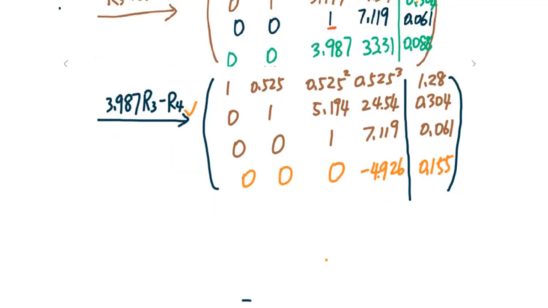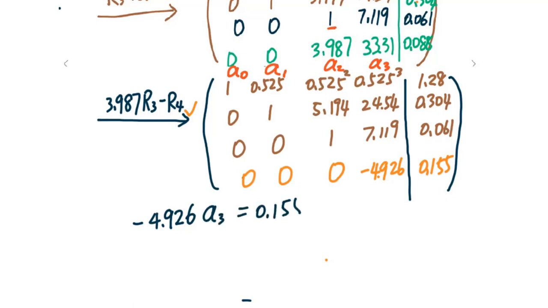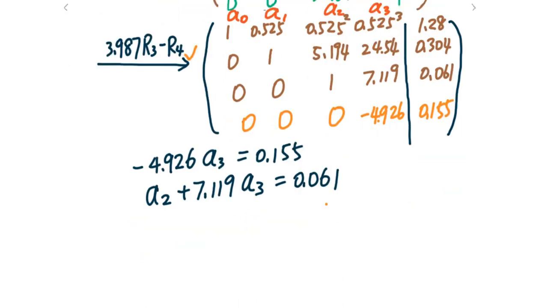Let's add the variables. We have A0, A1, A2, A3. So from the bottom, we can write down negative 4.926 A3 equals 0.155. A2 plus 7.119 A3 equals 0.061.